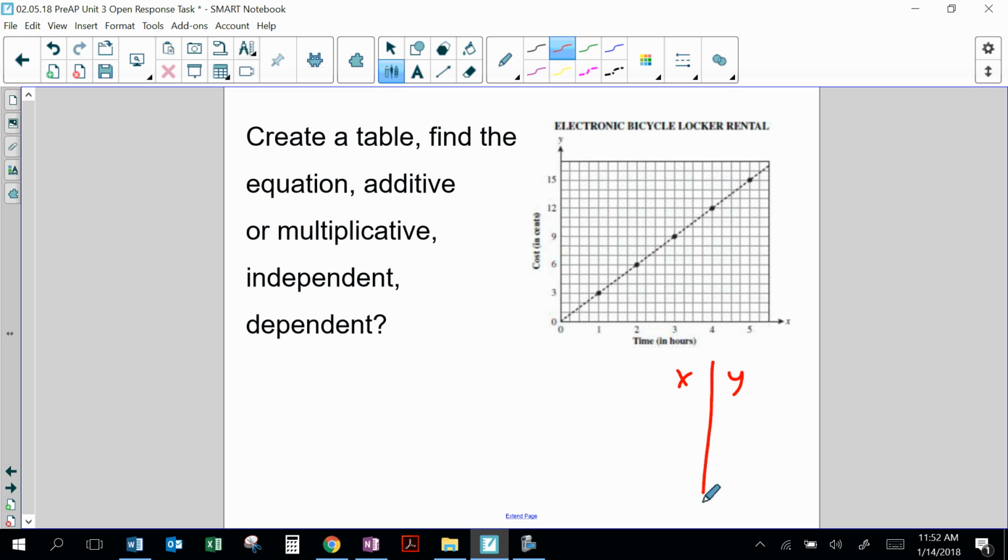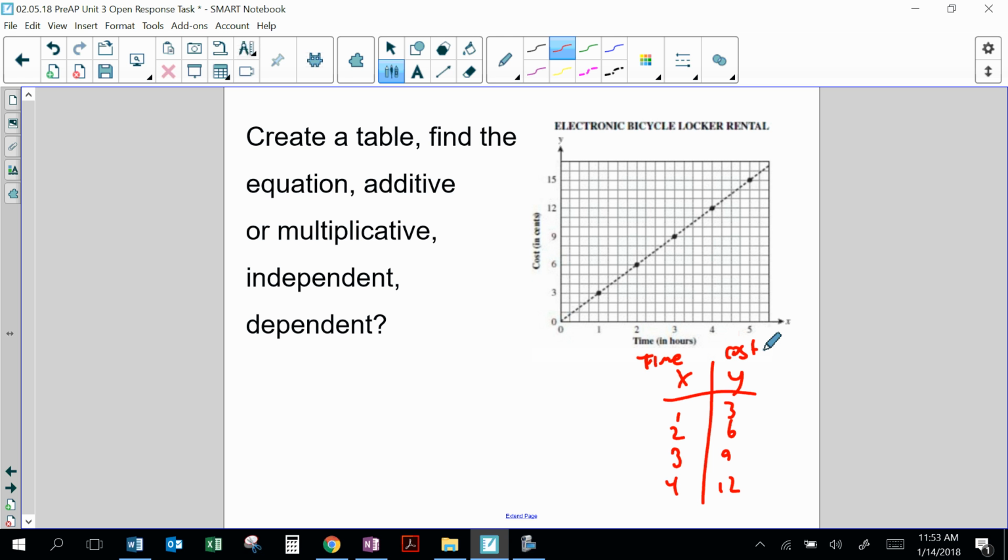X, Y. So in 1 hour, the cost is $3. In 2 hours, the cost is $6. In 3 hours, the cost is $9. In 4 hours, the cost is $12. So I created a table. X represents the time. Y represents the cost.